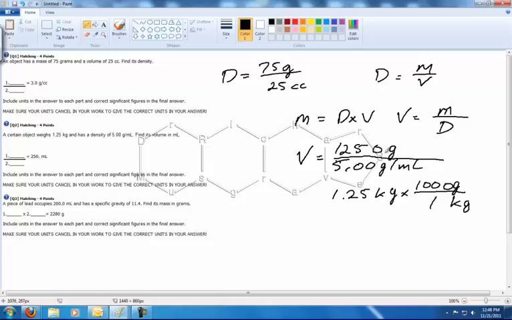This has 3 significant figures. This has 3 significant figures. So our answer has to have 3 significant figures as well. The dot here makes this 0 at the end significant.